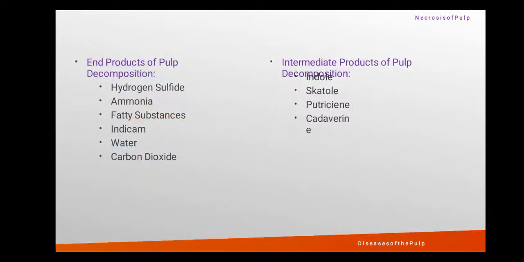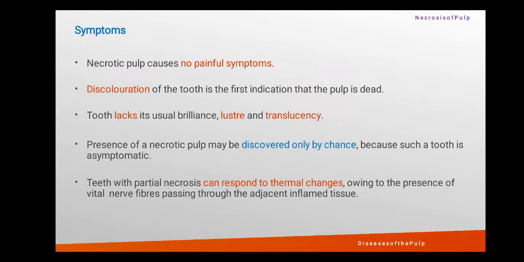But the good thing is that the treatment is the same for both types of necrosis. That is root canal treatment, which is complete extirpation of the pulp. So these are the end products of the pulp decomposition and intermediate products of the pulp decomposition. Symptoms: no painful symptom in case of pulpal necrosis because there are no nerve fibers inside the pulp chamber to experience that pain. Discoloration of the tooth is the first indication because there is a complete loss of vascular supply.